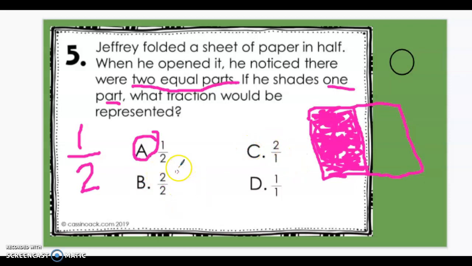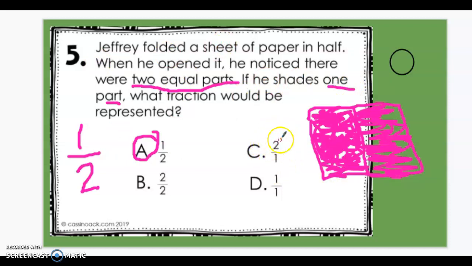Letter B is incorrect because if you had 2 halves, that means he would have shaded both of these. This would be 2 halves. That is one whole. That means the whole paper would have been shaded. That is not what he did. He only shaded one part.